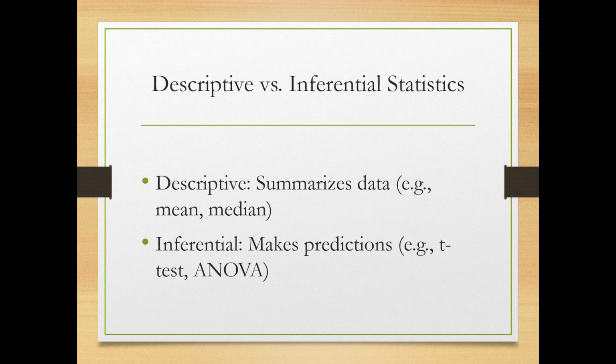Let's clarify the difference between descriptive statistics and inferential statistics. Descriptive statistics just summarize what we see, like calculating the mean or median, but inferential statistics goes further. It asks, what can this tell us about the larger group? That's where tools like the t-test or ANOVA come in. Techniques like frequency tables are descriptive, not inferential.